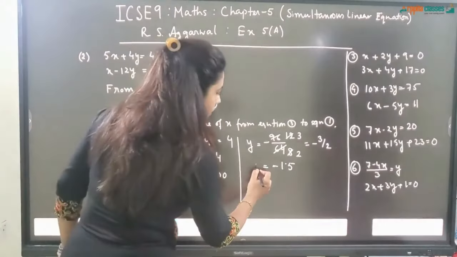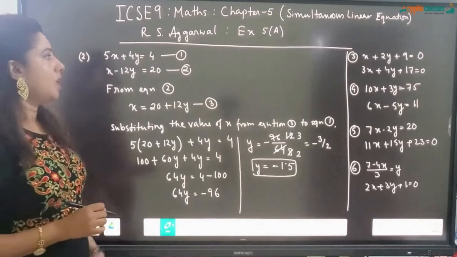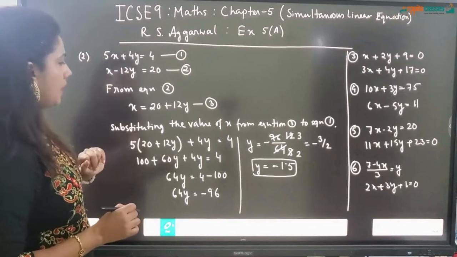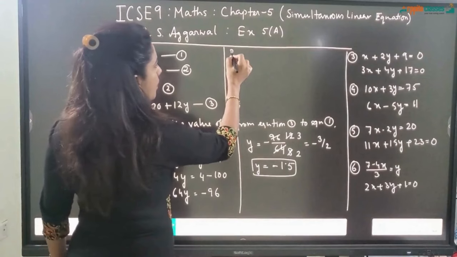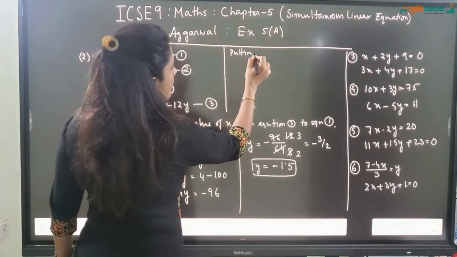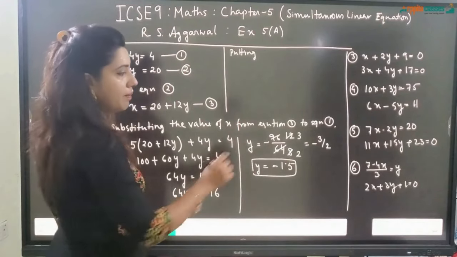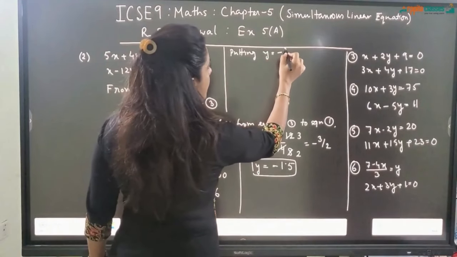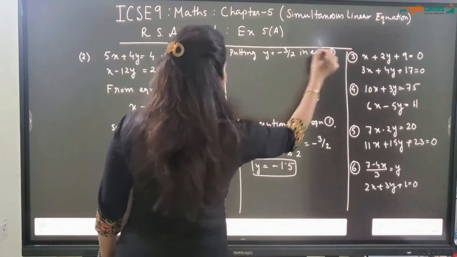Now we are going to put this value of y in either of the three equations. Look for the equation where it is going to be easy. So I will be putting it in equation number 1. I think that will be easy. I will be putting the value of y not as minus 1.5, rather as minus 3 by 2. Putting y is equal to minus 3 by 2 in equation 1.